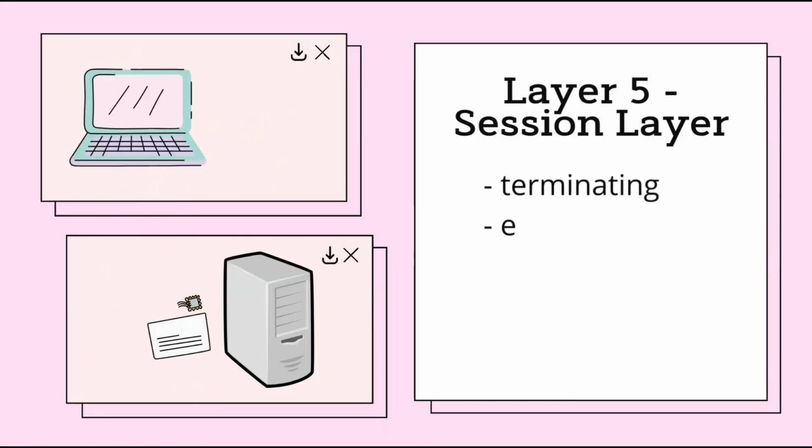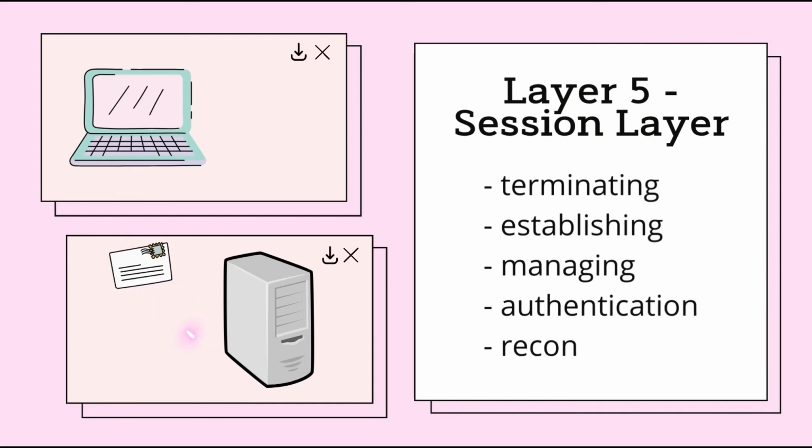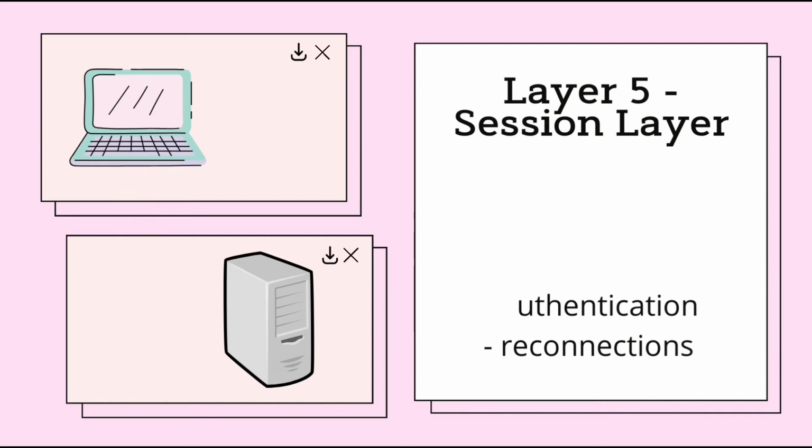The session layer, or layer 5, initiates and terminates the communications according to the X protocol on the sender side. This layer is responsible for establishing, managing, authentication, and reconnections if a network interruption should occur. After the session is established, the data is then passed to or from the transport layer. On the receiver side, the message initiates and terminates the session according to the X protocol.